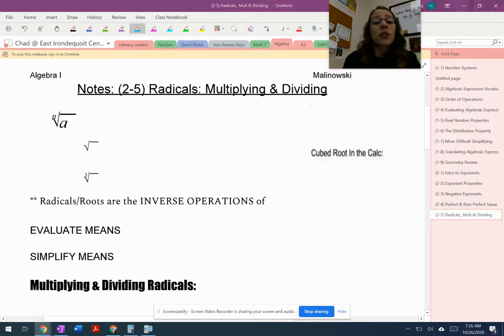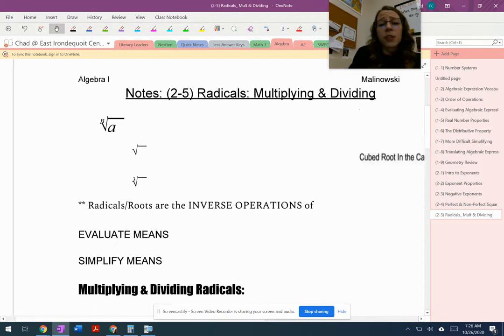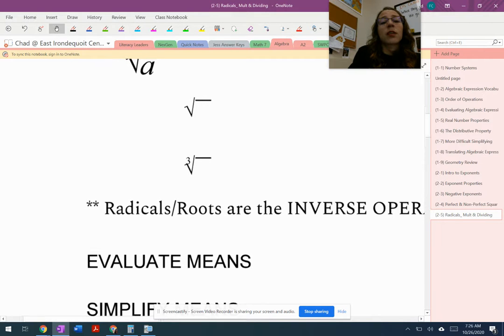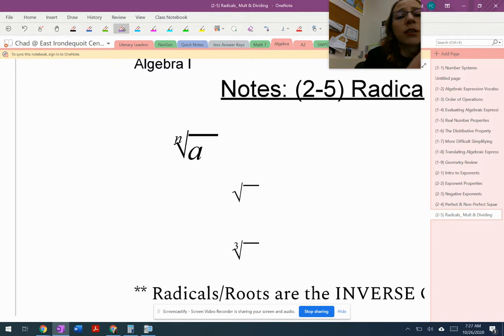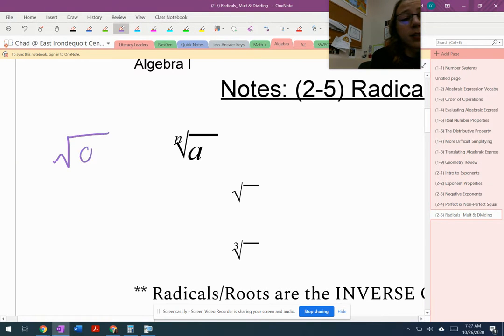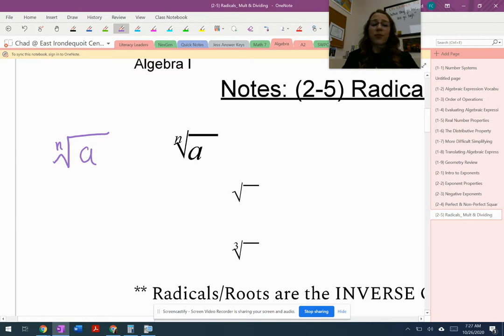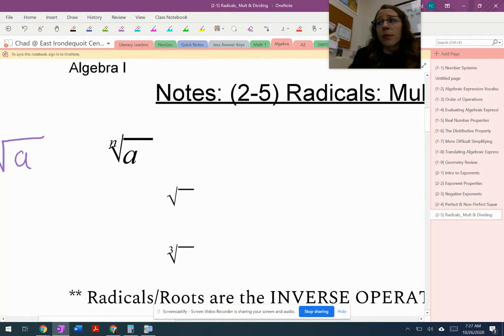Anyways, so this is algebra. This is notes for 2-5, radicals, multiplying, and dividing. So first thing we're starting off with is this weird looking thing over here, which looks a little clunky because obviously it's typed in the computer. When I'm drawing those things, it is going to look something like this. Whoop. So just a little bit smoother, not as chunky like that. So let's talk about these things.